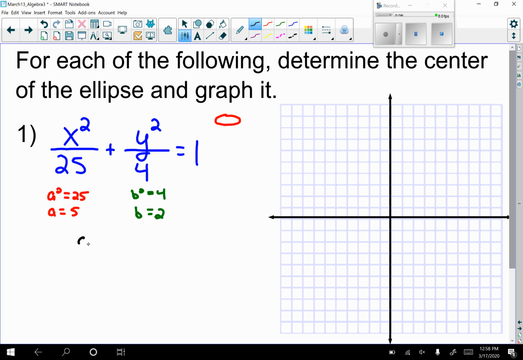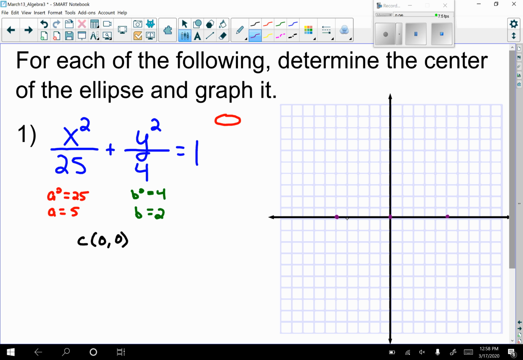My center, I go to the numerators. Notice there's nothing up here in parentheses, so just like a circle, if we just had x squared plus y squared, that means h and k are both 0. So I'm going to go ahead and plot my center at the origin. And since we know it is longer horizontally, this a is equal to 5 means I'm going to count over 5 to the right, make a point here, 5 to the left.